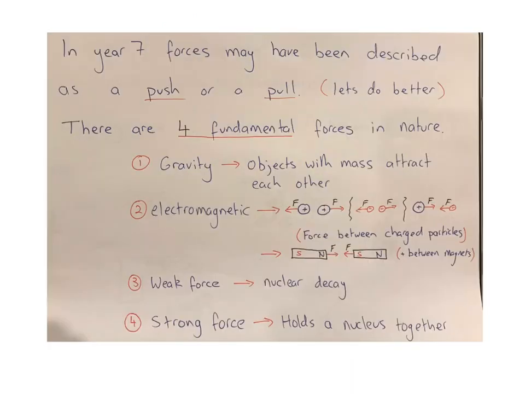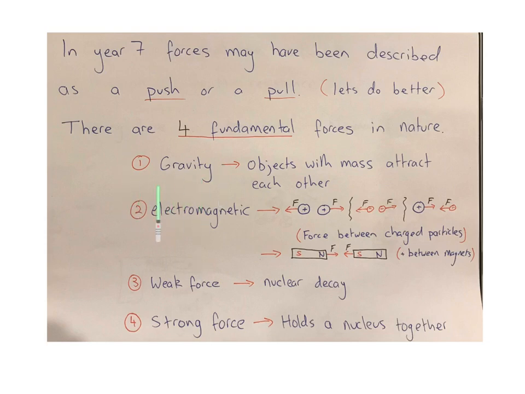Okay, so in year 7, you might have described a force as a push or a pull, but we can do so much better than that. In fact, there are only 4 fundamental forces in nature. Well, if we do rewind close to the Big Bang, 2 of them actually merged and there were only 3. And people like Stephen Hawking, RIP, were trying to merge all of these forces into one fundamental force called the grand unification theory, but we're not there yet. So at the moment, there's 4 fundamental forces.